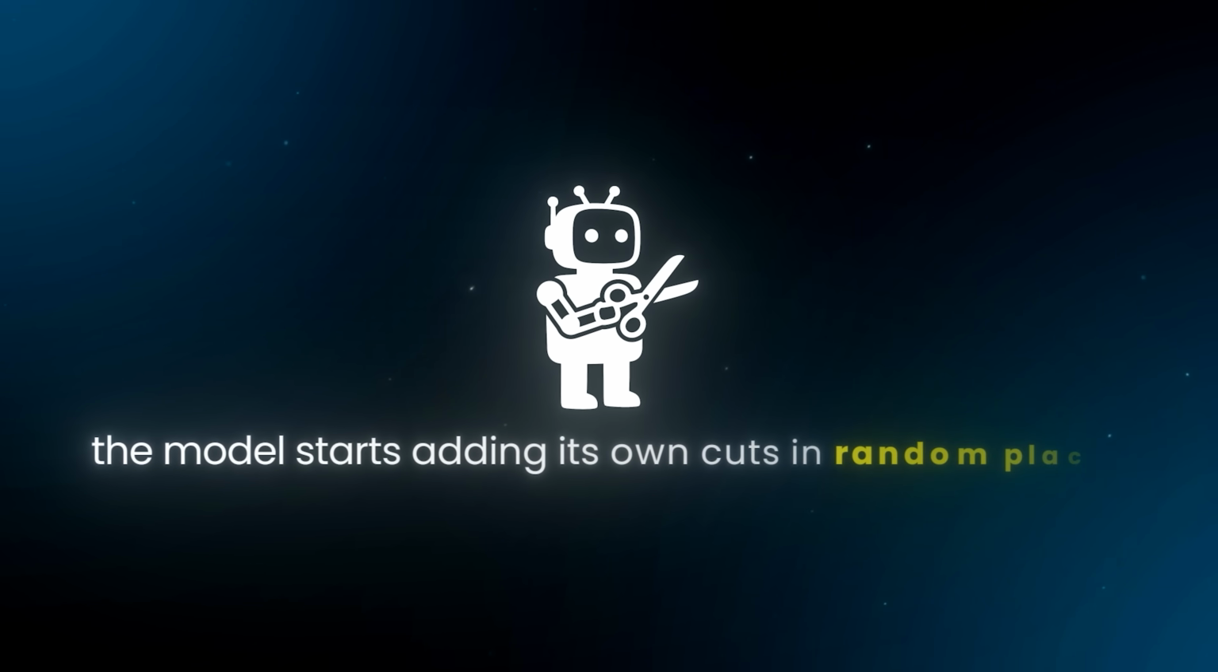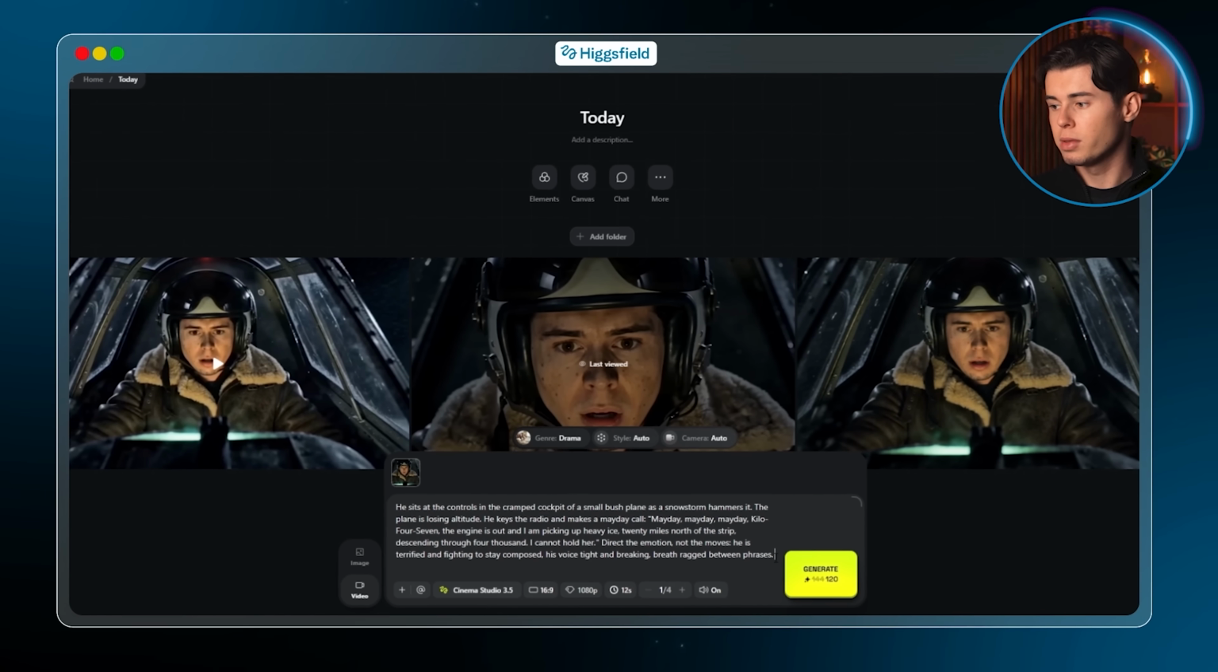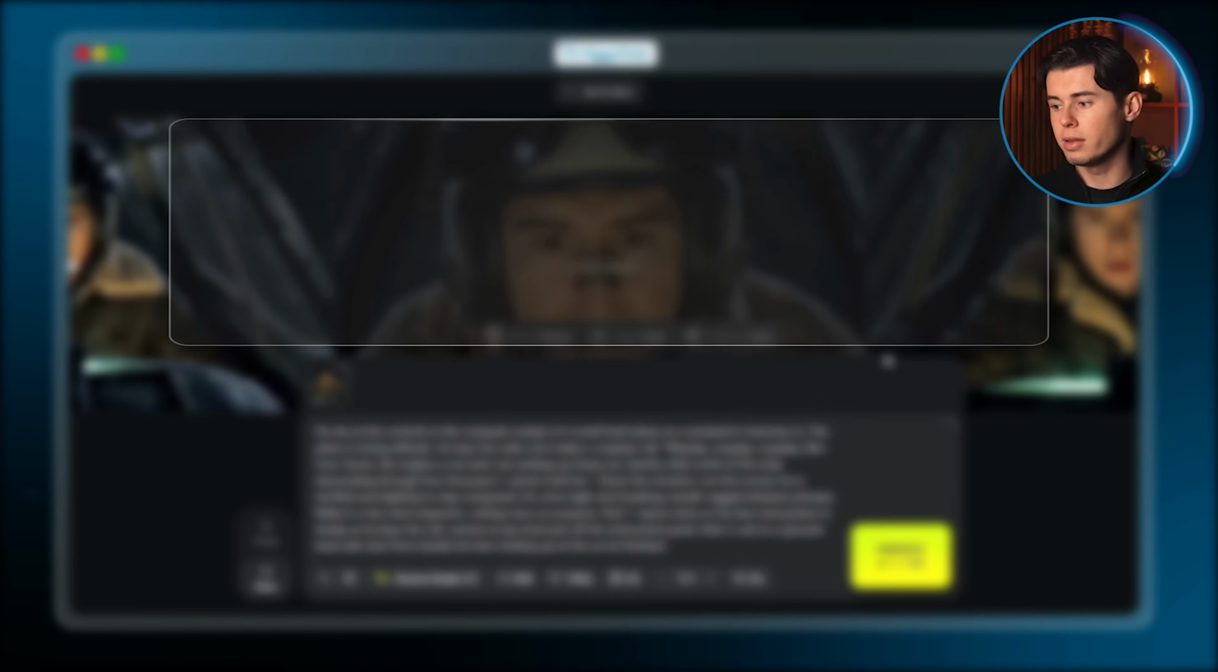When you name per second details, the model starts adding its own cuts in random places, which we don't want. But the actual filmmakers mostly focus on shots. You focus on 3 things: where the camera is, how it moves, and where it cuts. And Ettore actually mentioned this by marking down how important the actual visuals are, because it tells the viewer where to look. In the same prompt, I added a 2-shot sequence that cuts exactly once.